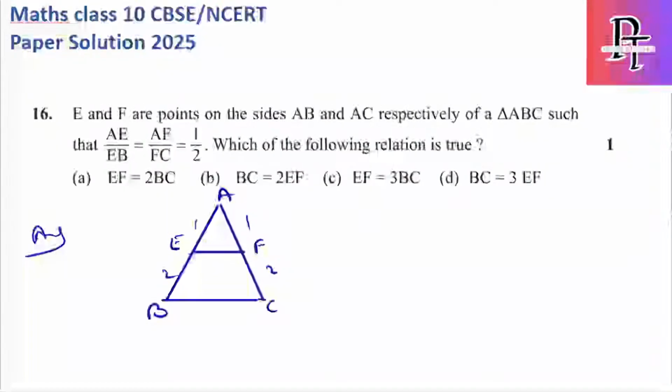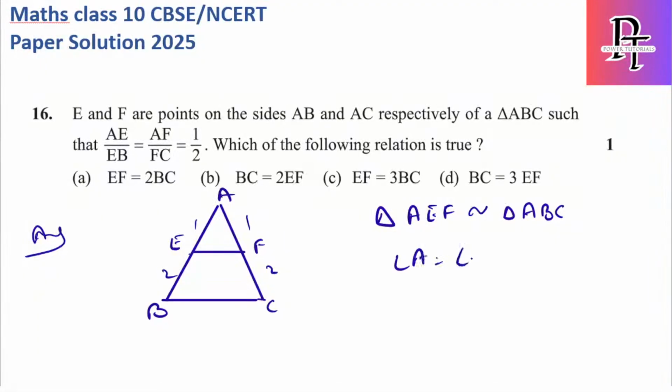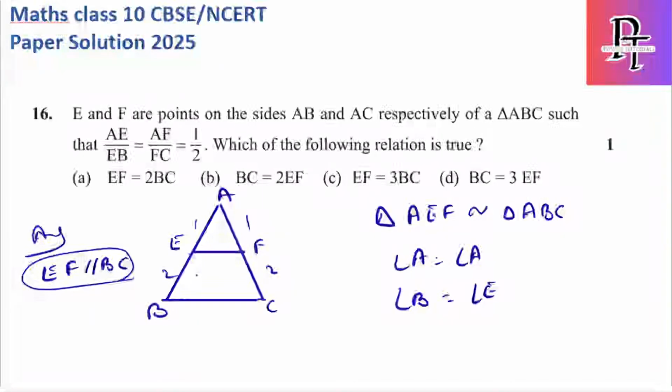Okay, so if you notice, these triangles AEF and ABC are similar. Triangle AEF is similar to triangle ABC. How am I saying this? Angle A is equal to angle A, and angle B is equal to angle E. Why? Because if these ratios are the same, then using the converse of BPT, we can say that EF is parallel to BC. If lines are parallel, then the corresponding angles are equal. Angle E is equal to angle B, and in the same way angle F will also be equal to angle C.